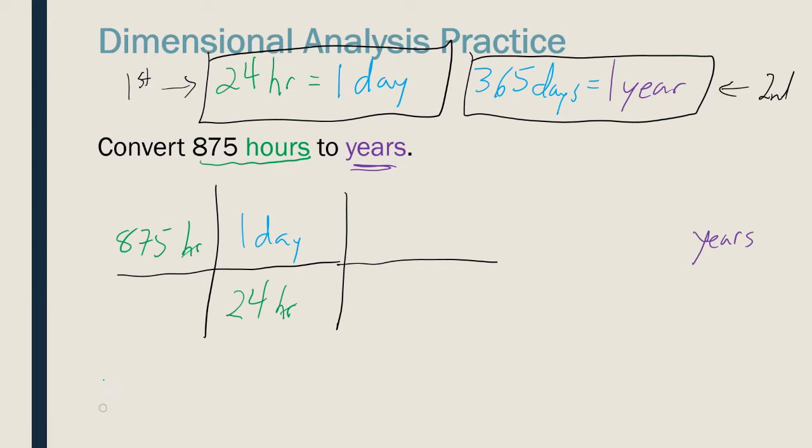And now we're trying to cancel days. So we want that blue 365 days in the denominator. And if we put that in the denominator, then we can put the 1 year in the numerator. So look at what that does for us. It cancels out our days and it gives us the years, which is what we're looking for. So now we multiply the tops, and the tops in this case is just 875 times 1 times 1. So that's 875. And then we're going to multiply 24 times 365. And 24 times 365 is 8,760.